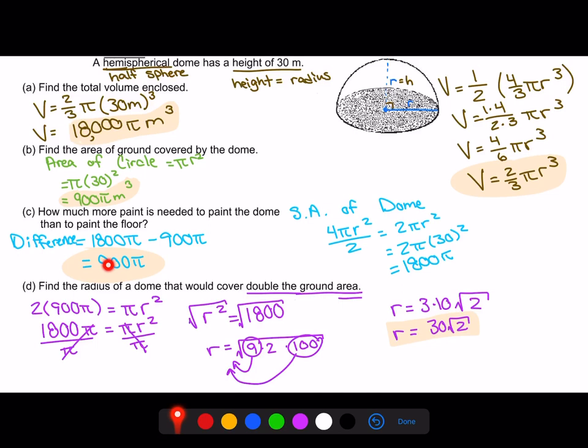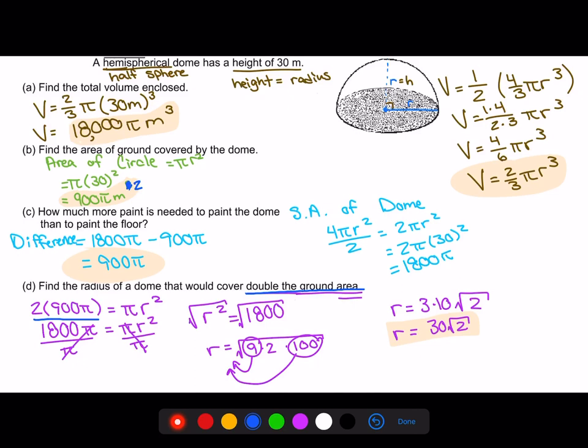Lastly, this is the difficult question. Find the radius of a dome that would cover double the ground area. So, we're dealing with area here. That's very important, and that's why I underlined it twice. So it's very important that we keep that in mind. The ground area is 900 pi meters squared. This is area, so it should be squared up here. And if that's the case, I can plug that in, and we want to double that area. So 2 times the area, which would give me 1,800 pi.